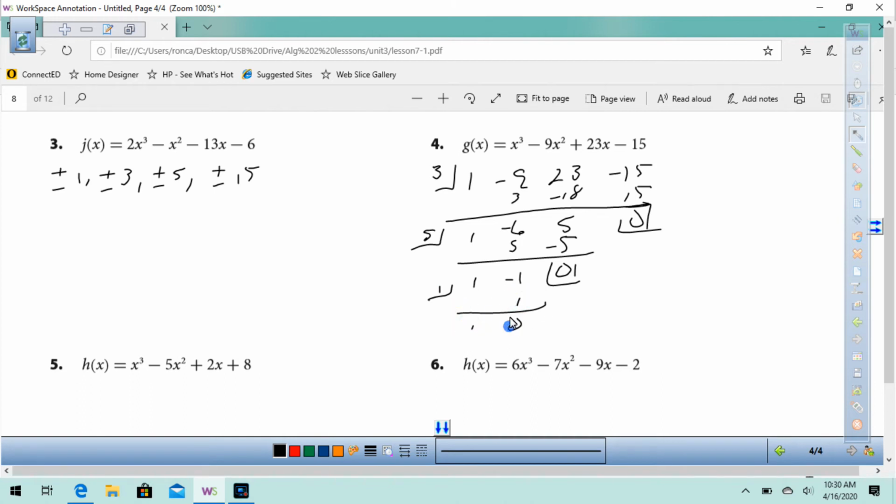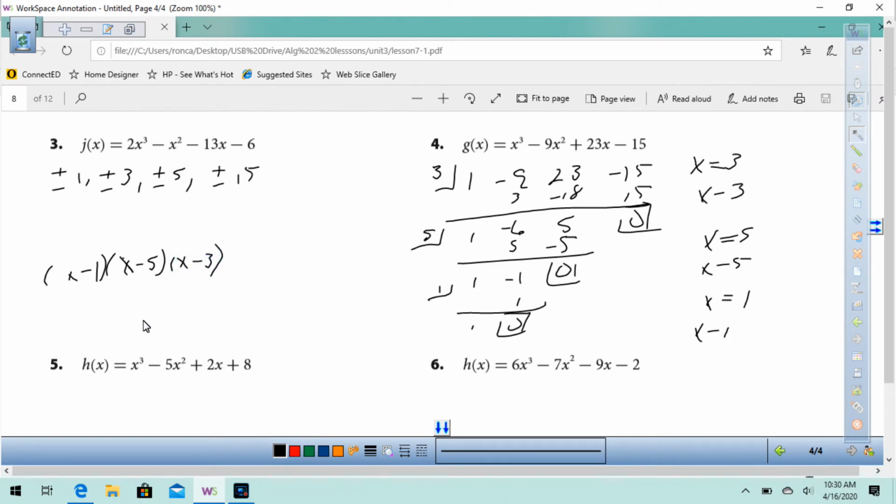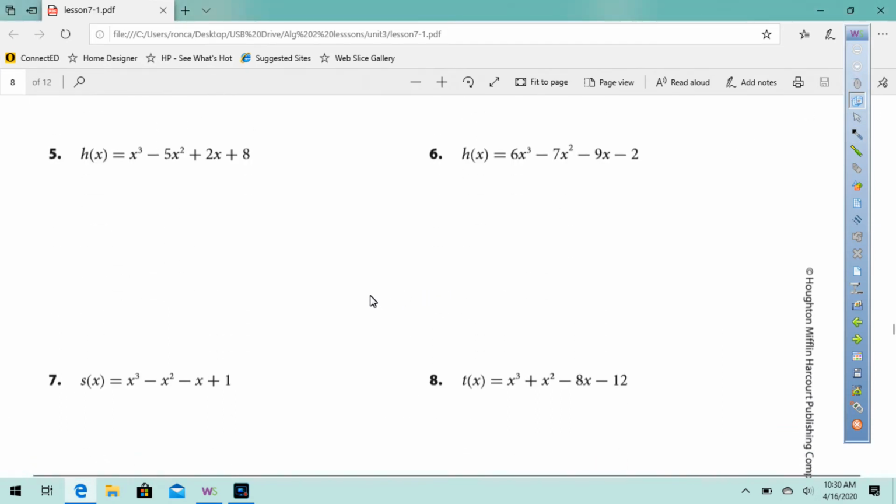1, that's 0. Excellent. So we got x equals 3, so x minus 3. We got x equals 5, so that's x minus 5. And x equals 1, so that's x minus 1. So we have x minus 1 times x minus 5 times x minus 3. Good job, folks. Let's try some more.